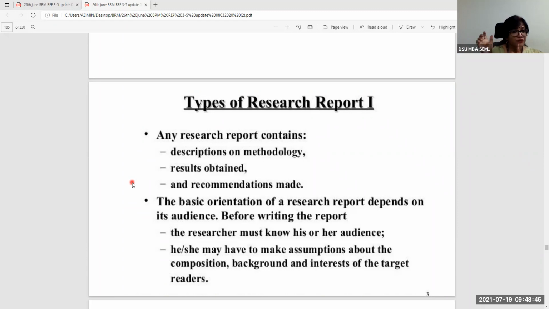which means what format of data I should be collecting, and how I should be analyzing the data. Data by itself is not going to be useful. I need to analyze it in such a way that it is meaningful for the decision maker. So this is the role of a researcher.